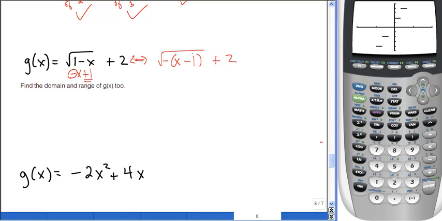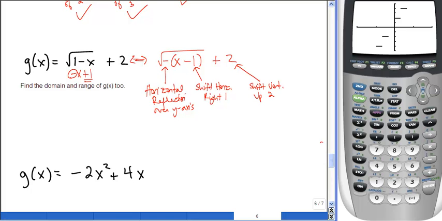And the reason that's important is because this negative right here does what? Since it's inside of your square root, that means it's going to be a horizontal change, and if it's a negative, that's a horizontal reflection over the y-axis. The minus 1 on the inside, because it's minus, is actually going to be a shift horizontally right 1 unit. And the plus 2 is on the outside, so that's going to be a shift vertically up 2 units.